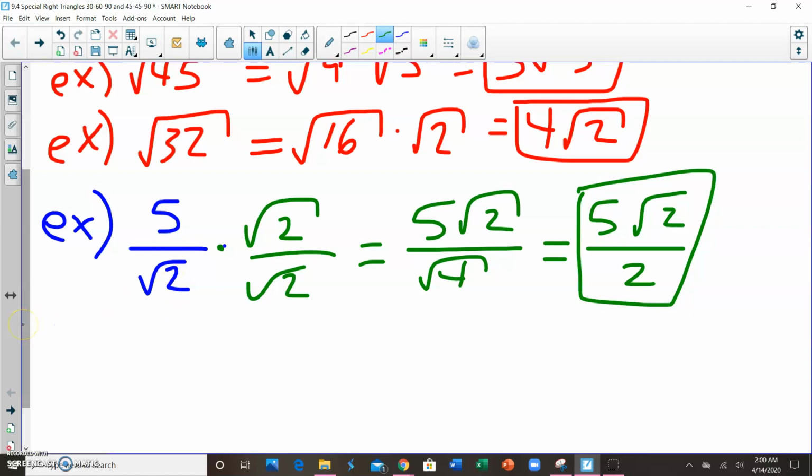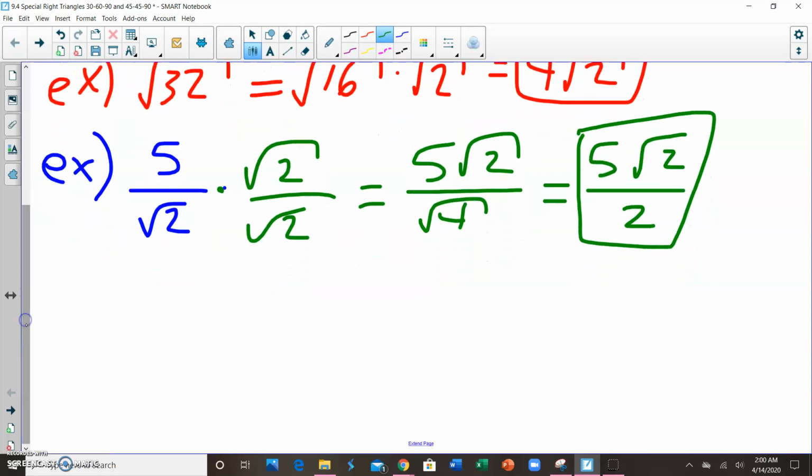All right, I'm going to do one more example of this, and then we will move on to how this applies to tonight's homework.